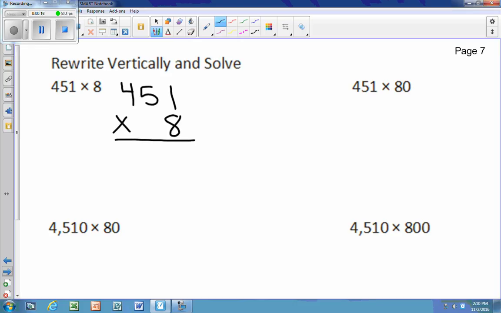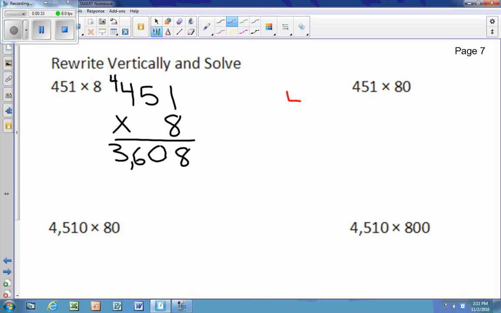451 times 8. 8 times 1 is 8. 8 times 5 is 40. Carry the 4. 8 times 4 is 32, plus 4 is 36. So that's the first step. Now I'm going to look over at 451 times 80.